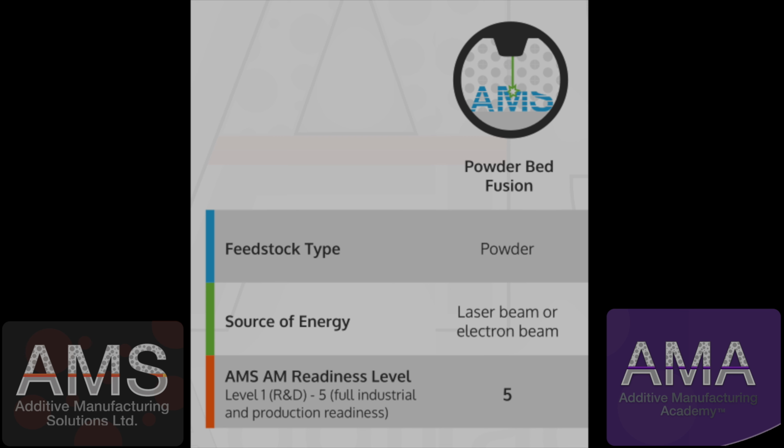Because of the impact powder bed fusion has had on so many industrial verticals, that for us was a no-brainer to give an AMS AM readiness level of 5.